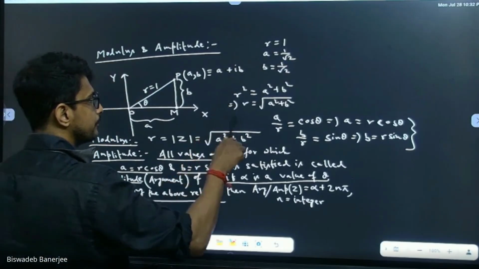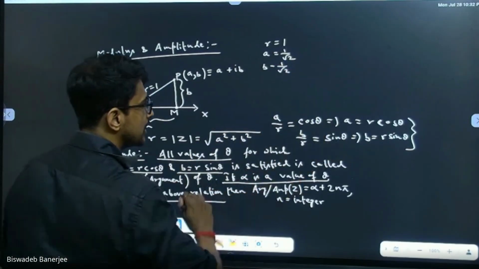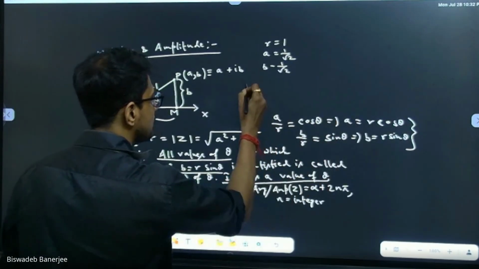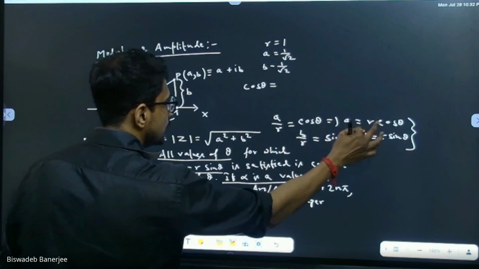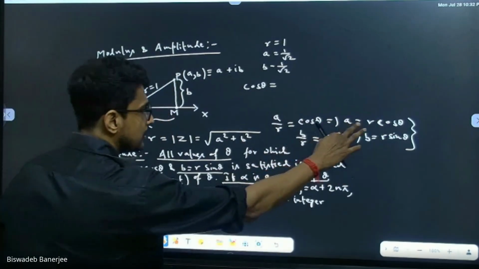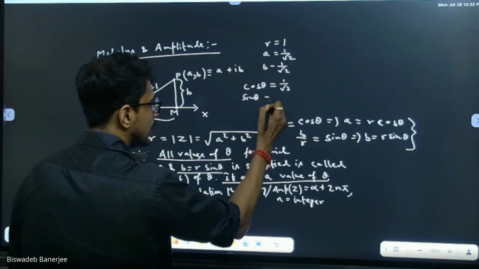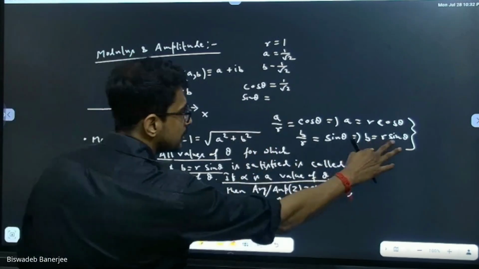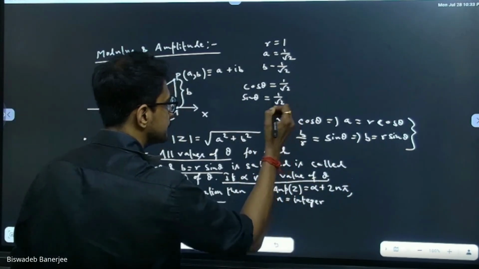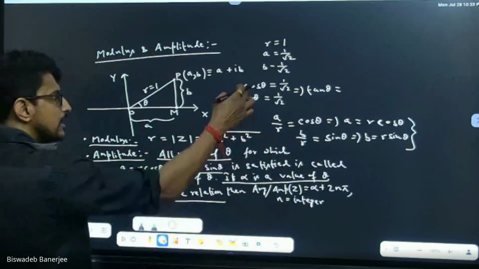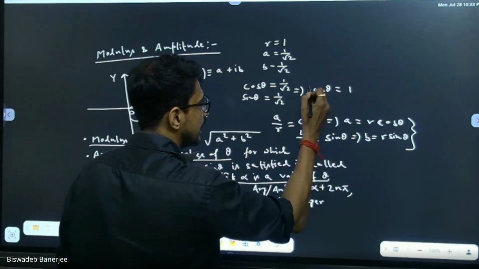In that case, what are we getting? From these equations, cos theta is equal to 1 by root 2, since R is 1. And sine theta is also 1 by root 2. Now tan theta: we know that sine by cos equals tan, so my tan theta is 1.